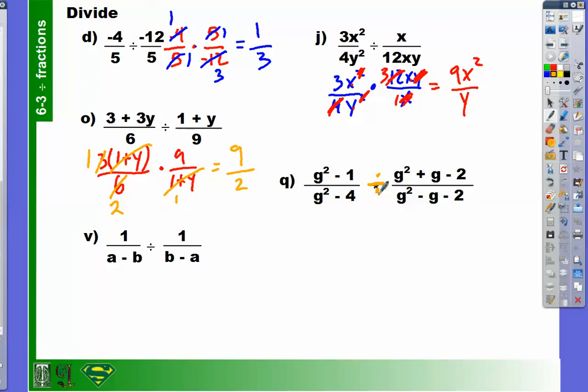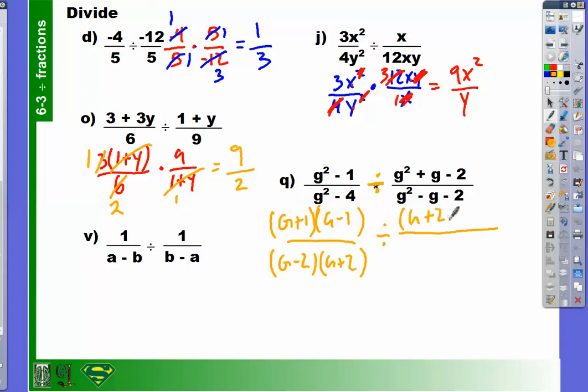All right, boys, what does the numerator factor to? Quinn? G plus 1 times G minus 1. And the denominator? Yvonne? G minus 2. All right, so we're going to keep the division. Girls, the numerator. Anna? G plus 2 times G minus 1. And the denominator? G plus 1 times G minus 2.